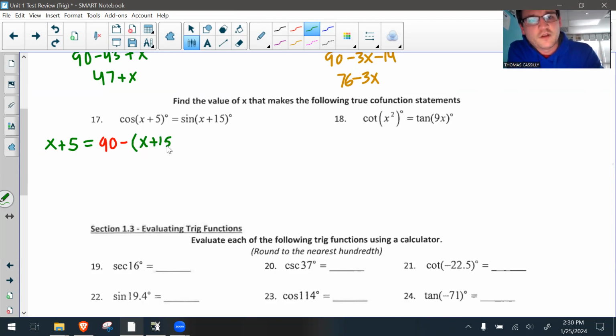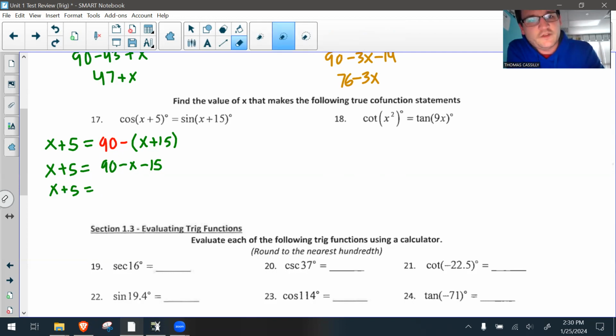Now, it doesn't matter if you put the 90 minus on the left side or on the right side. Just one of them, not both. All right, I tend to just put it on the right side. I don't know why, but that's just what I do. So if you want to try it on the left to see if you get the same answer, you probably will. So we got 90 minus x minus 15. We got x plus 5 equals, how about 90 minus 15? What does that give us? I think that's 75. It's 75 minus x.